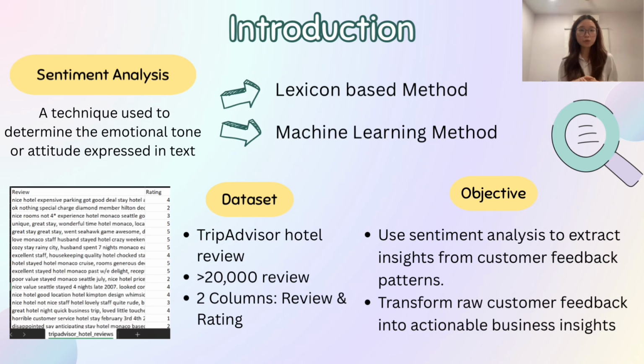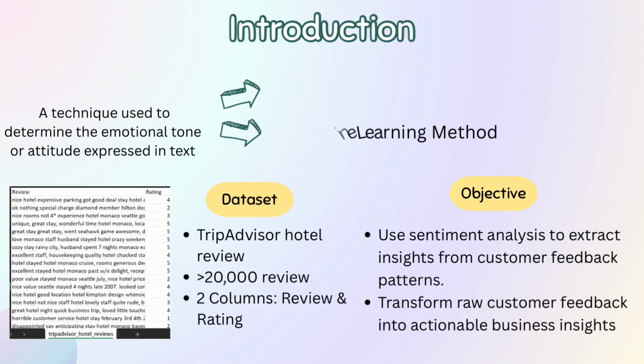This analysis works with a dataset of over 20,000 TripAdvisor hotel reviews, each paired with a numerical rating, containing two key columns, review and rating. The main goal is to apply sentiment analysis to extract meaningful insights from customer feedback and turn raw reviews into actionable insights for the hospitality industry. By understanding sentiment trends, hotels can spot areas for improvement early and make data-driven decisions that boost overall guest satisfaction.